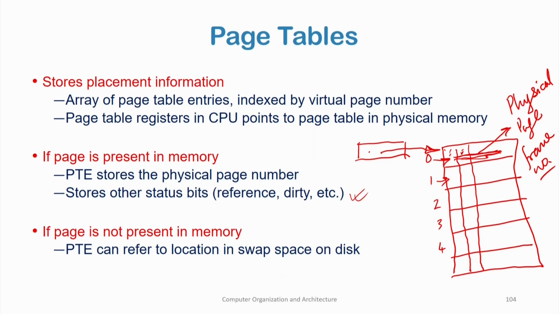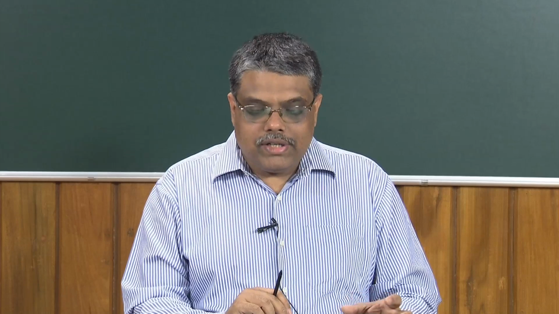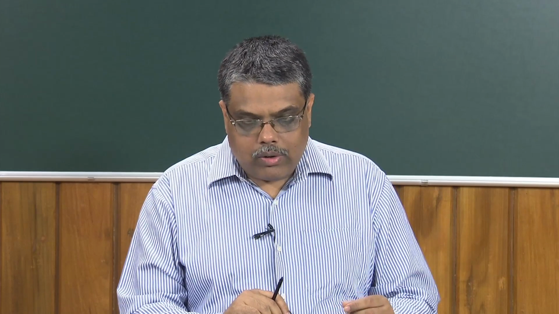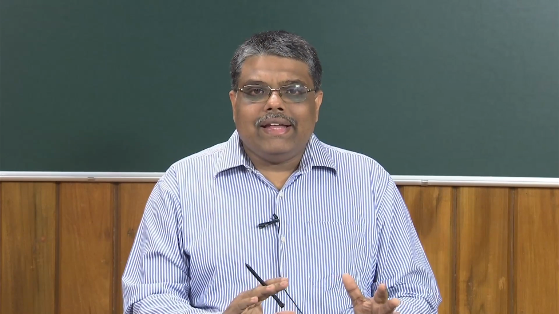If a page is not present in memory, this will be a page fault. The page table entry can refer to a location in swap space. So, I have to go to the swap space on the disk and bring back this page. As we know in Linux, you must have heard the term swap partition. This swap partition is basically the swap space that we are talking about. Why is this there?